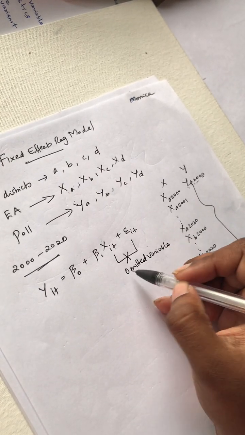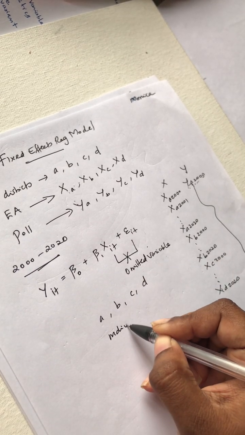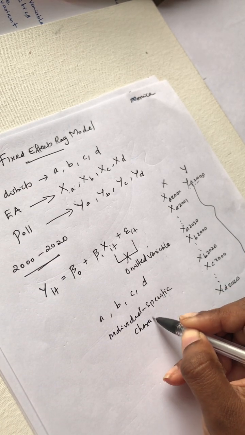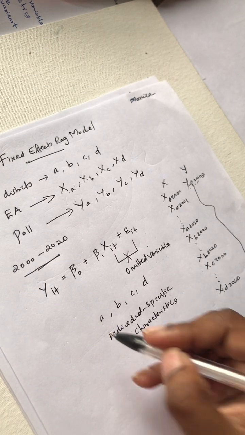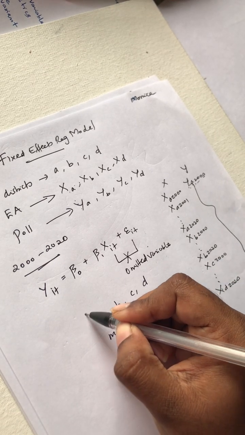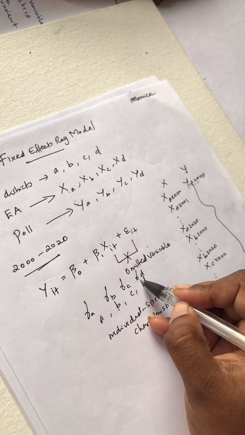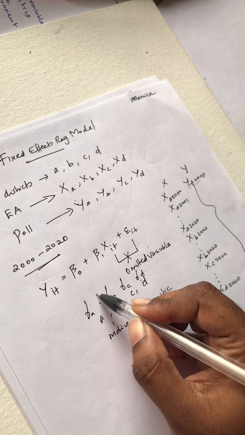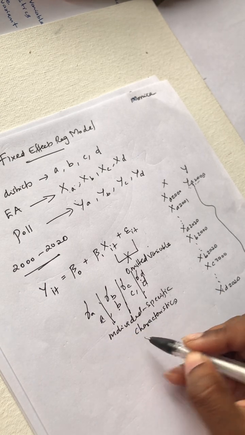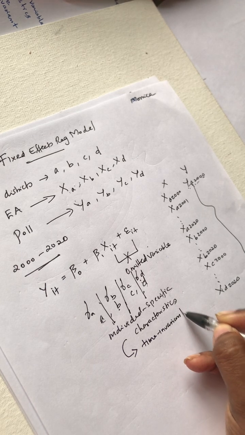We assume that each of these districts A, B, C, and D have their individual specific factors or characteristics. So A has its own specific characteristics, B has its own specific characteristics. Let's say that we call these gamma A, gamma B, gamma C, and gamma D. So these specific characteristics are unique for each of these districts. And assume that these individual characteristics are time invariant. That means they do not change with time.